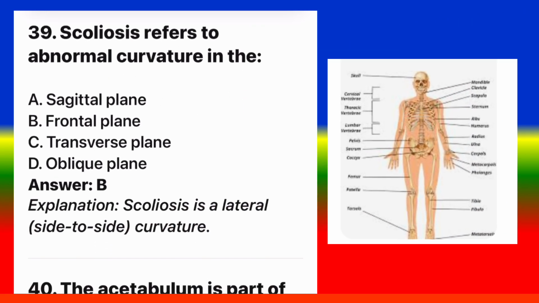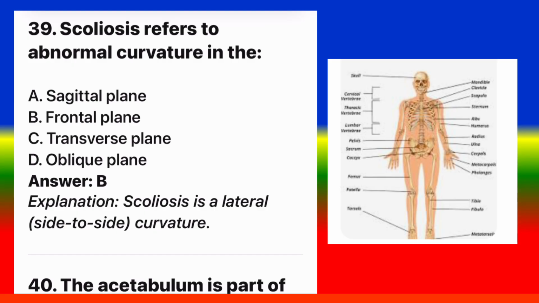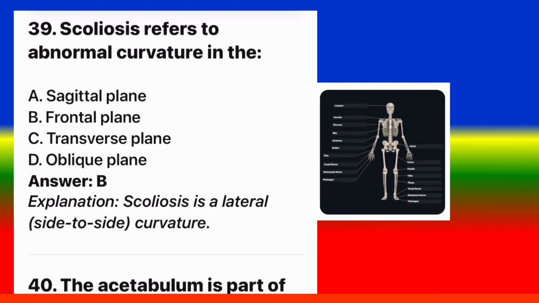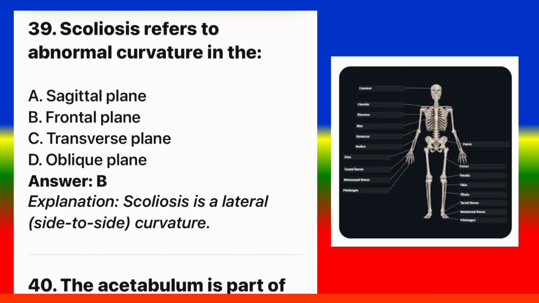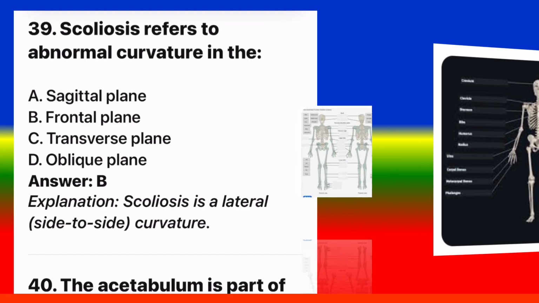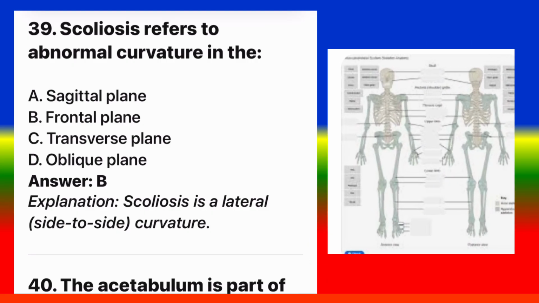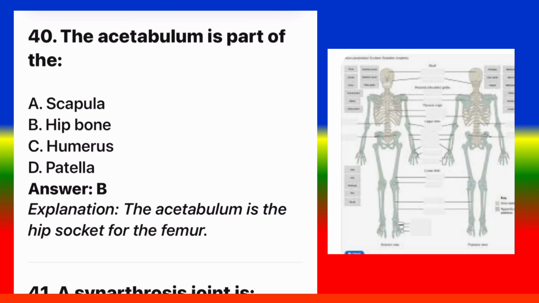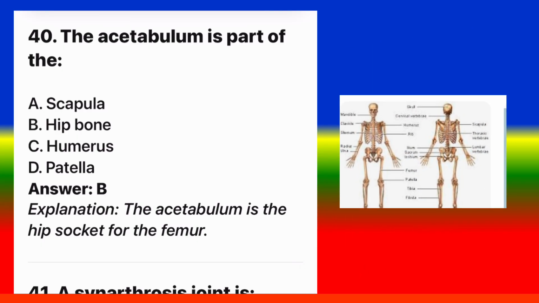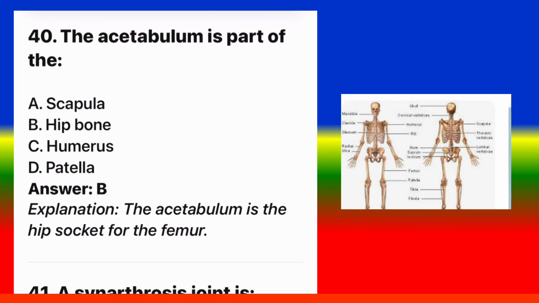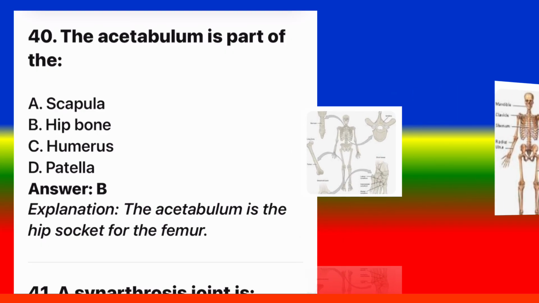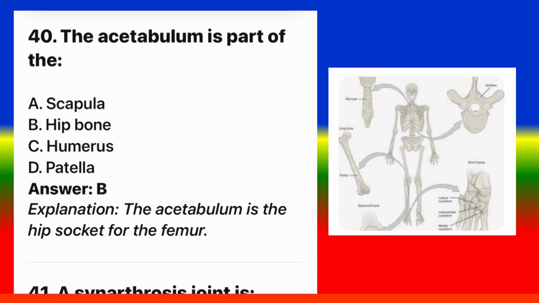39. Scoliosis refers to abnormal curvature in the: A. Sagittal plane, B. Frontal plane, C. Transverse plane, D. Oblique plane. Answer B. Explanation. Scoliosis is a lateral side-to-side curvature. 40. The acetabulum is part of the: A. Scapula, B. Hip bone, C. Humerus, D. Patella. Explanation. The acetabulum is the hip socket for the femur.